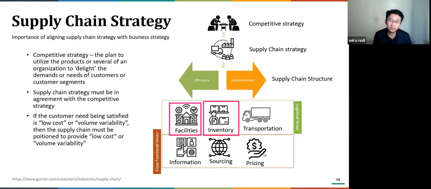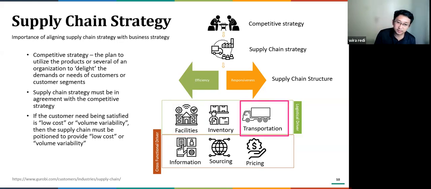If you want your products to be as cheap as possible, you need to reduce the inventory, because inventory takes your profit away in terms of products. And then you want to choose the most feasible transportation options in terms of the price. Okay, those are the logistical drivers.